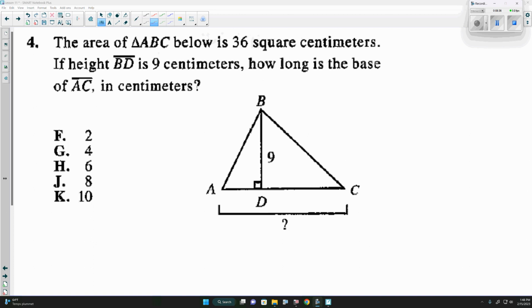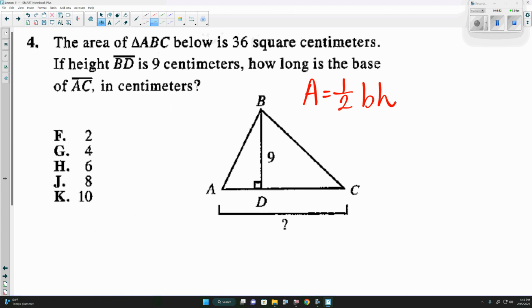Has everybody finished trying to solve this in here? Now there's two different ways we can go about doing it. But either way, we still have what? Area is equal to what? 1/2 times base times height.